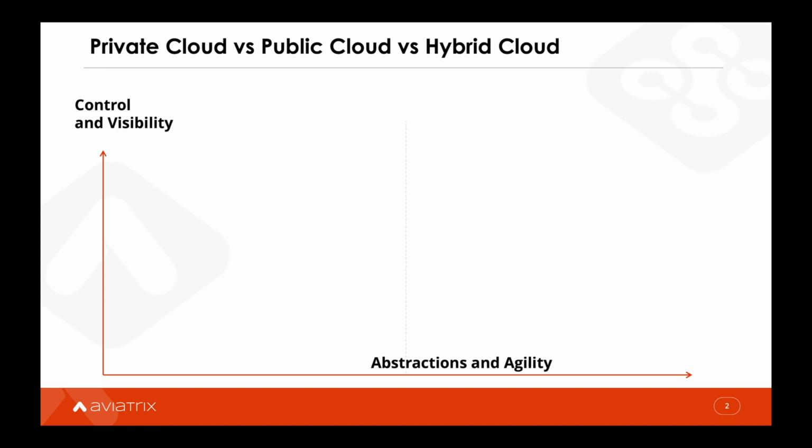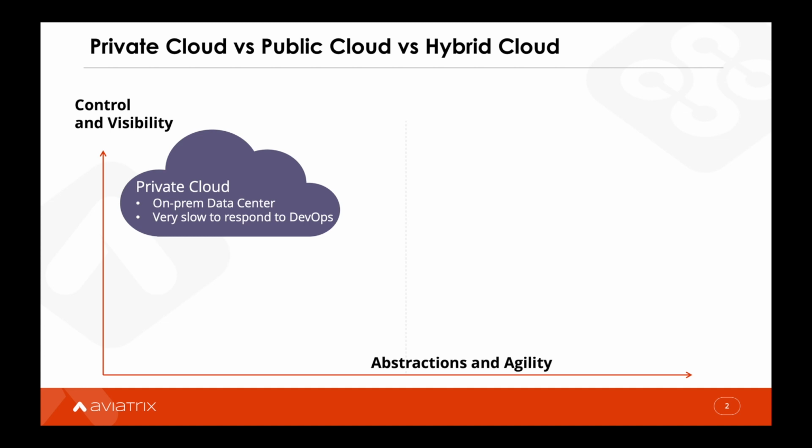Just so that everyone is on the same page, let's distinguish these terms: private cloud, public cloud, and hybrid cloud. And we'll place them on two axes, the vertical being for control and visibility, and the horizontal being for abstractions and agility. A private cloud, just like your own data center, is hosted on premises. You have the most amount of control and visibility there because you own the entire stack. But private cloud is the slowest when it comes to responding to the demands of the application because you're dependent on the underlying infrastructure, which can be slow to provision. And in order to embrace DevOps, you need an agile environment.